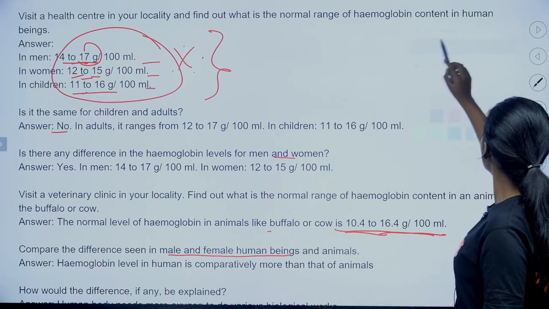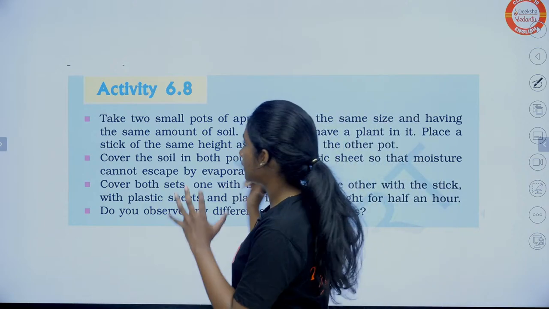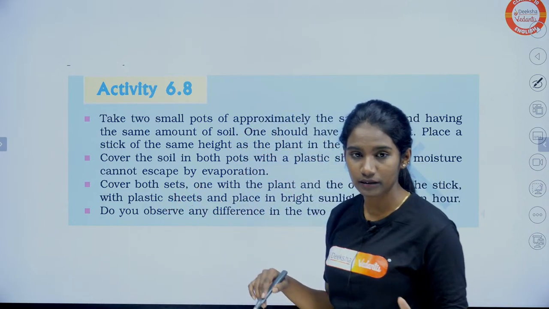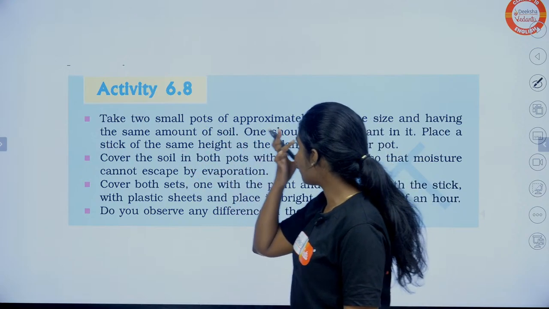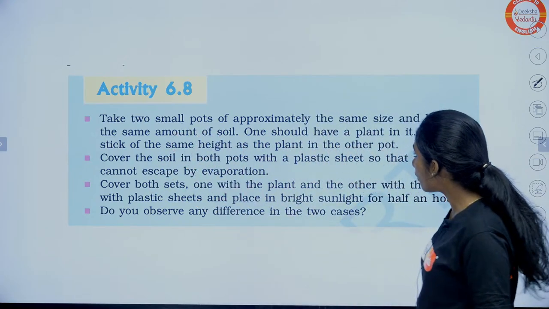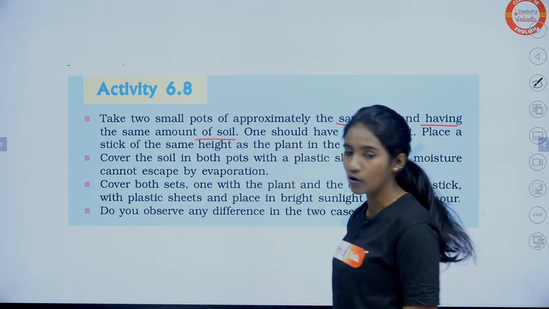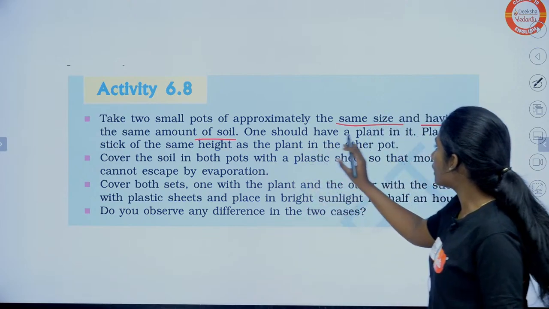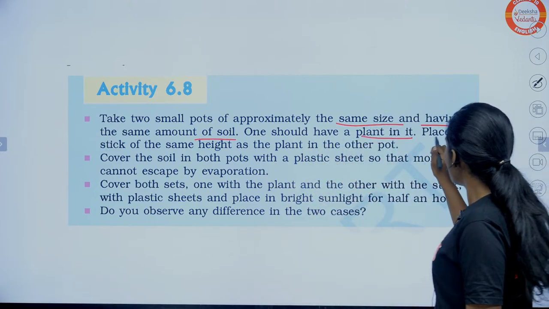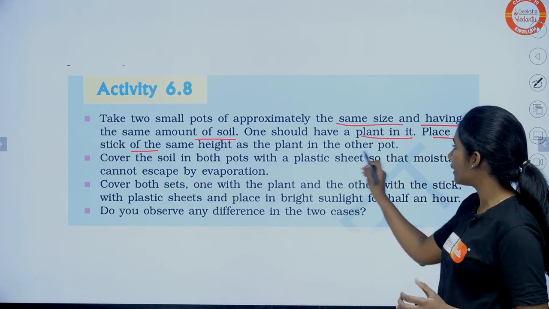Okay, so now we'll move on to the next question, next activity. So again, this is from the chapter Life Processes. Let's see what the activity is. Take two small pots of approximately the same size and having the same amount of soil. One should have a plant in it. Place a stick of the same height as the plant in the other pot.